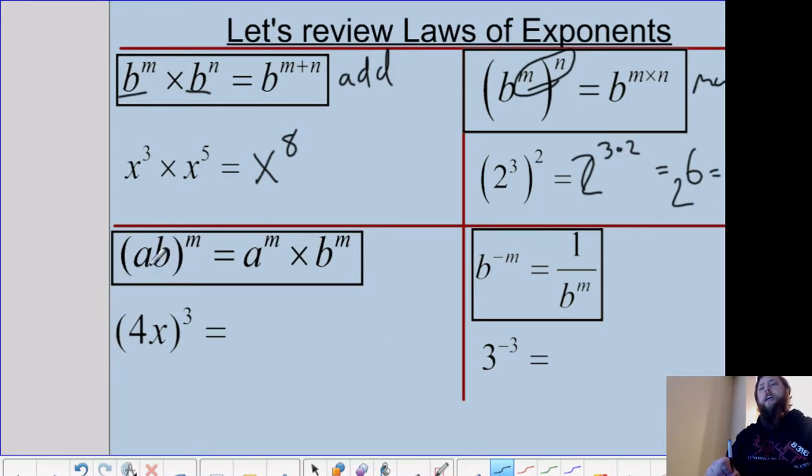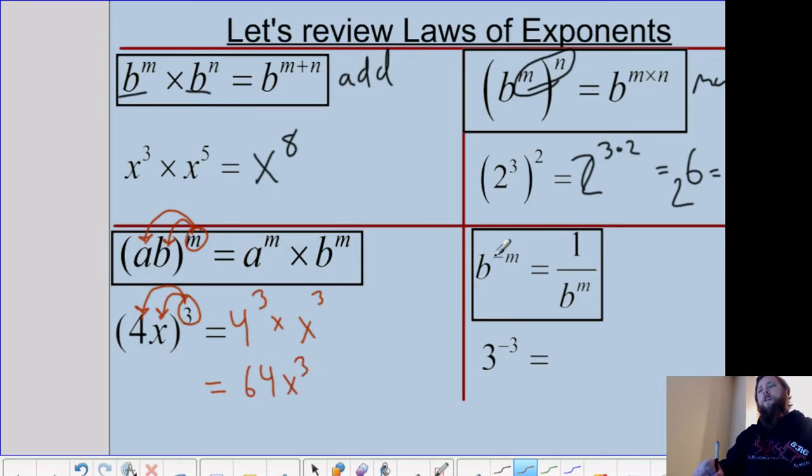Next one, a times b to the m power. What happens to this is you're going to distribute that m, so it's a to the m times b to the m. Think of it like distributing this m to every variable and every number inside. So for example, 4x cubed, I'm going to distribute this 3 to the x and also the 4. So I'll get 4 to the third power times x to the third power, and 4 to the third power is 64. So I can write that as 64x cubed.